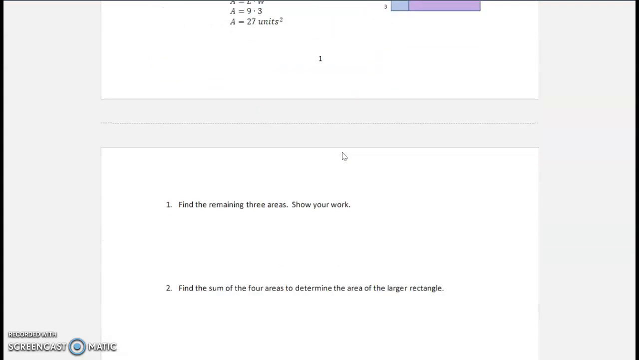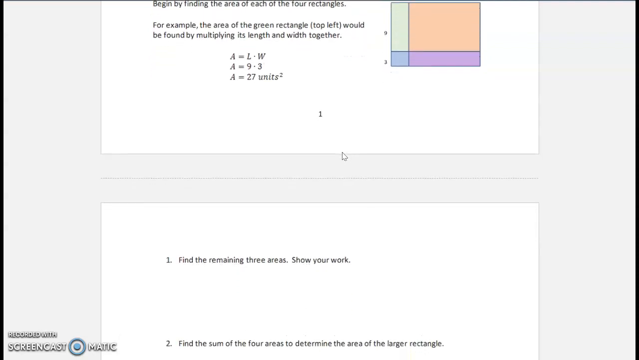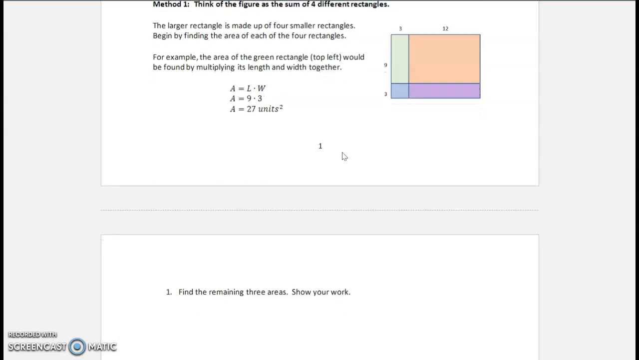In this first section, what you're going to do is find the area of each of the rectangles, okay? In this first part, they did 9 times 3. We can see that would find the area of this greenish rectangle in the top left corner. So let's go ahead and look at how we would find the area for the other figures.